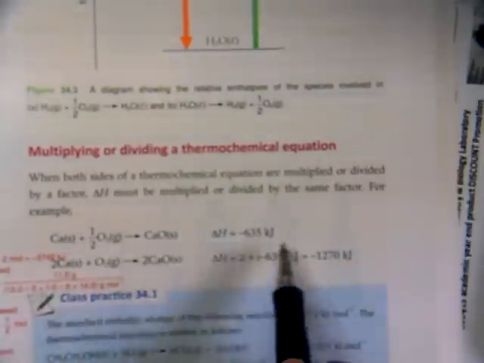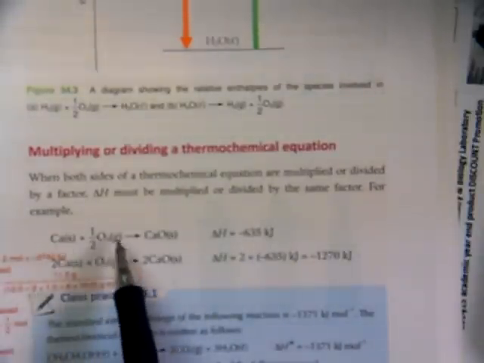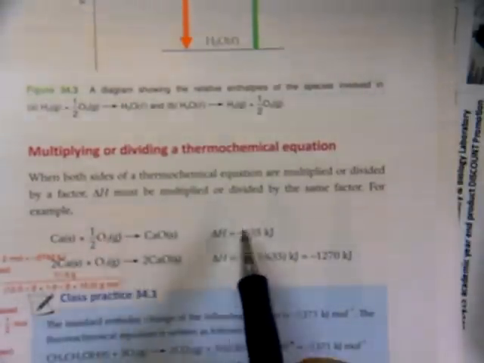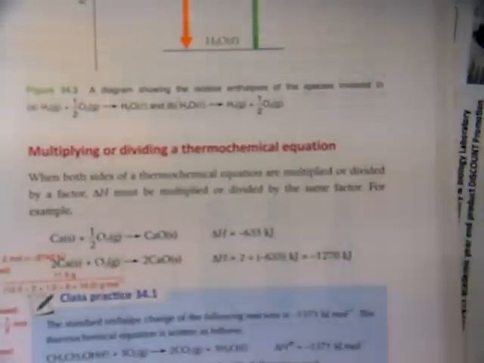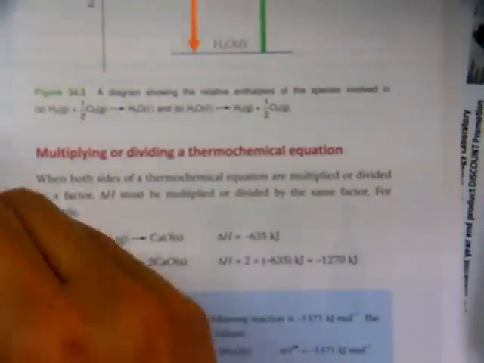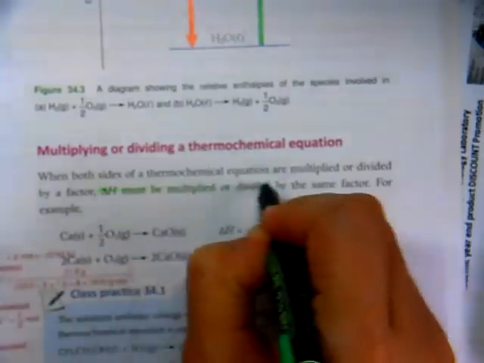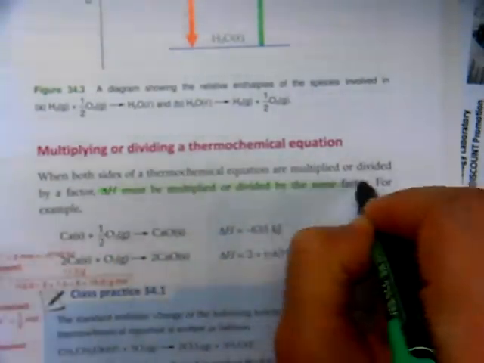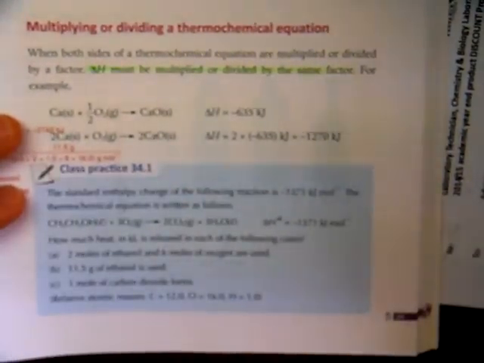So, if you multiply the equation or divide the equation by a factor, then delta H must also be multiplied or divided by the same factor. Do you understand? Here, please underline this sentence. Delta H must be multiplied or divided by the same factor. Okay, now let's try class practice.